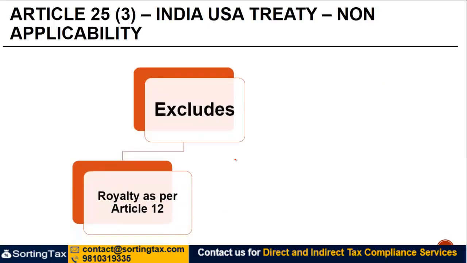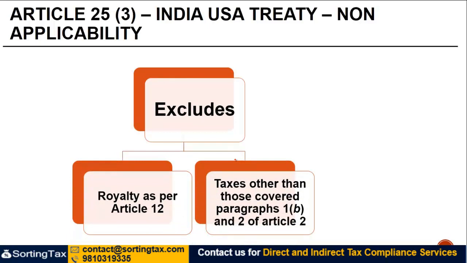So it excludes royalty as per Article 12. Taxes other than those covered under paragraphs 1(b) and 2 of Article 2 are also excluded for the purpose of this.